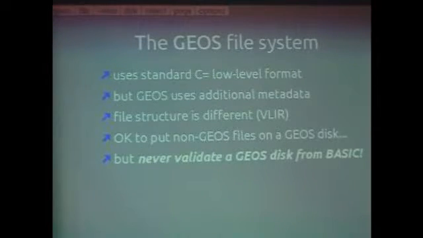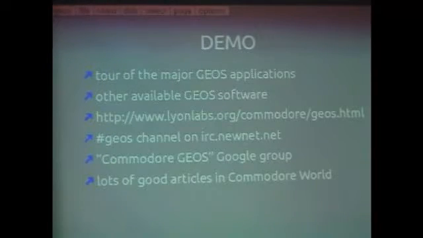Same thing with VLIR files. Think about what I said about how a VLIR file is structured. You have all these different chains of data, but they're only listed in one place, which is a single track and sector containing a list of pointers to all the chains. So if you validate the disk from Commodore DOS, you're going to have a file with one sector in it, and everything else is marked as free. So that's like the number one rule to be careful of with GEOS.